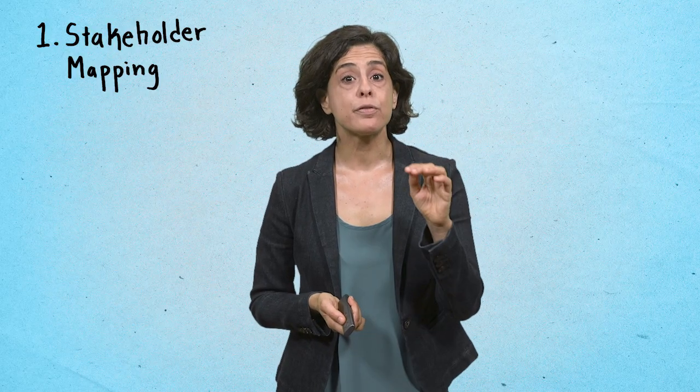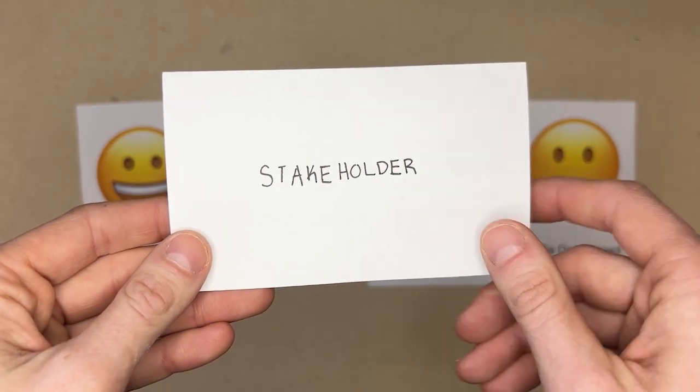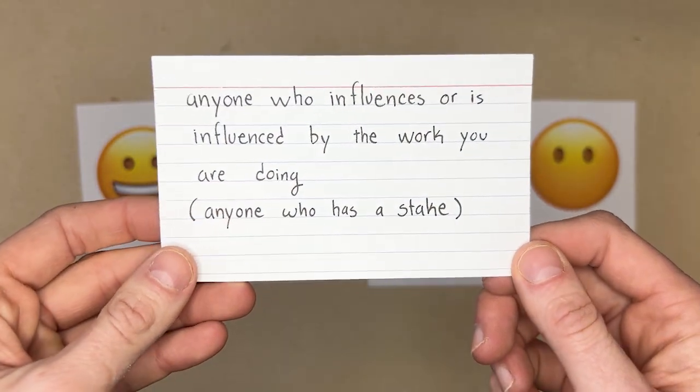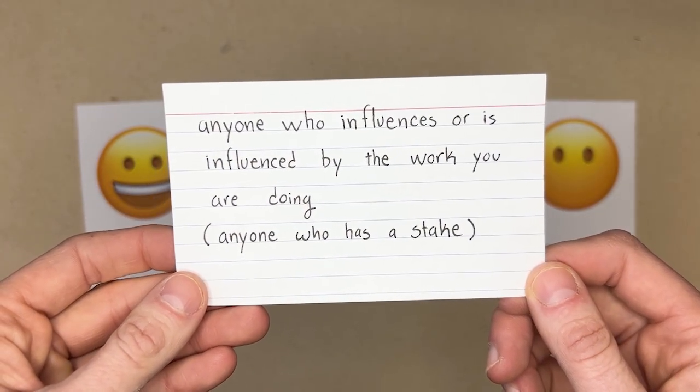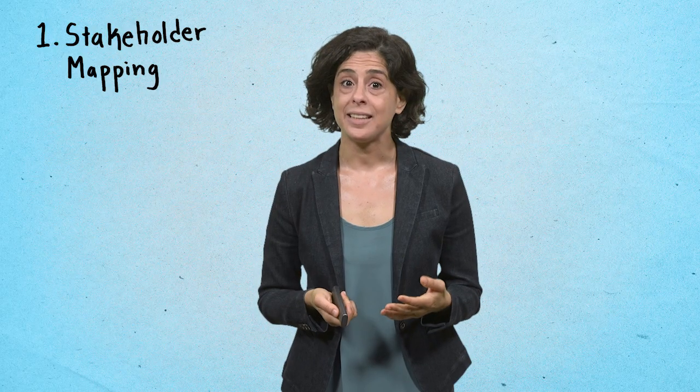This starts even before you talk to people. It's part of how you figure out who to talk to, and then you keep updating it as you go. Now, what does stakeholder mean? It means anyone who influences or is influenced by the work that you're trying to do. So anyone who has a stake, that's why it's called stakeholder. It means they might have something to gain or they might have something to lose. They might help you design and implement your ideas, or they might get in your way.